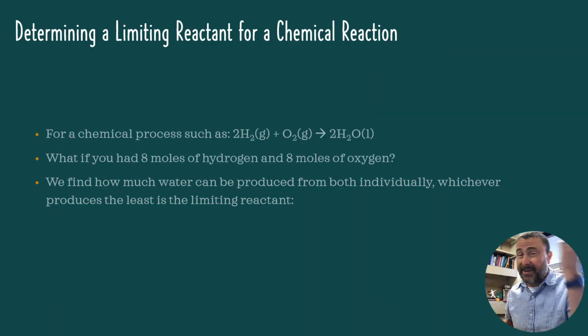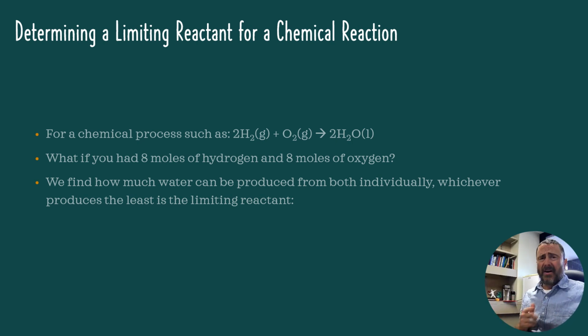Okay, so for a chemical reaction, same sort of idea here. I've got my 2 hydrogens and my oxygen producing our 2 waters again. What if I had 8 moles of hydrogen and 8 moles of oxygen? This is a little bit trickier because it's not like just counting up dogs and buns and being able to figure that out. This is where we have to do the math.